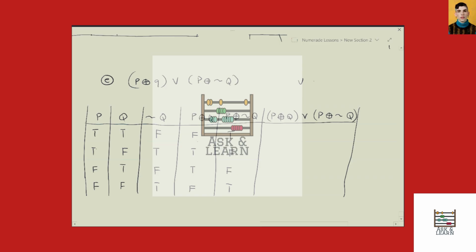Okay, so this is the or, okay, or the disjunction. So you have a false or true, and that is true. You have a true and a false, that is true. We have a true and a false, that is true. We have a false and a true, and that is true.